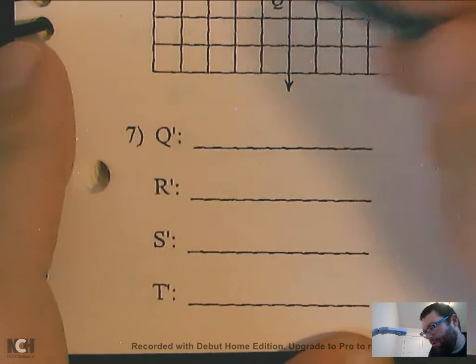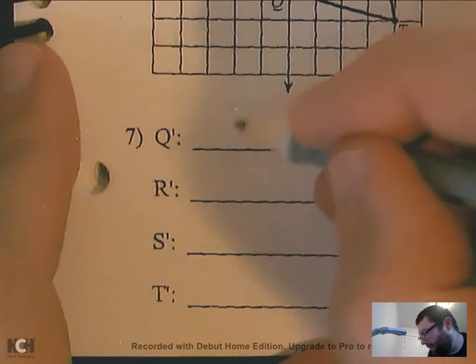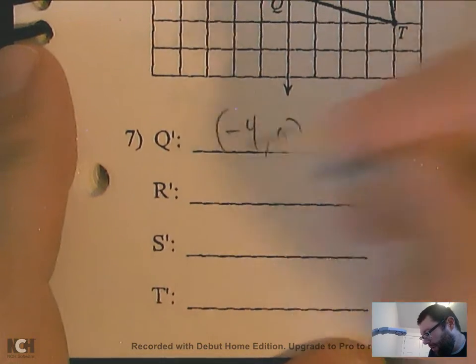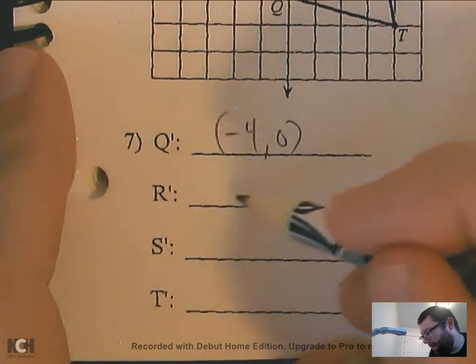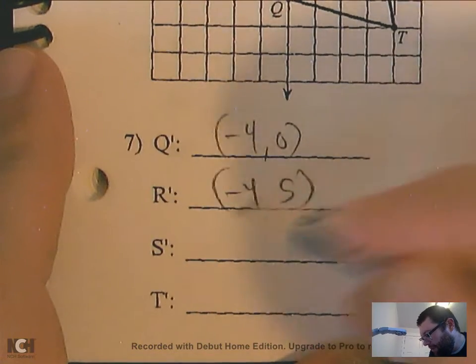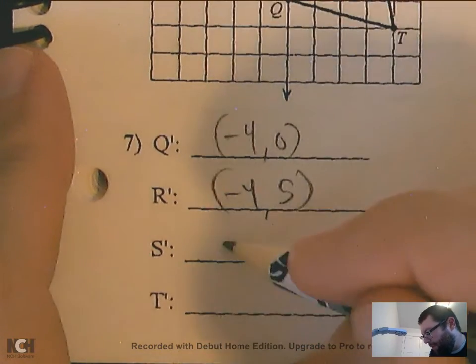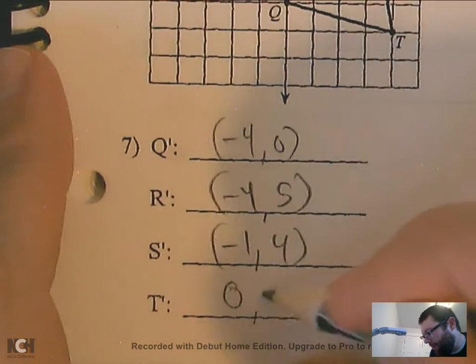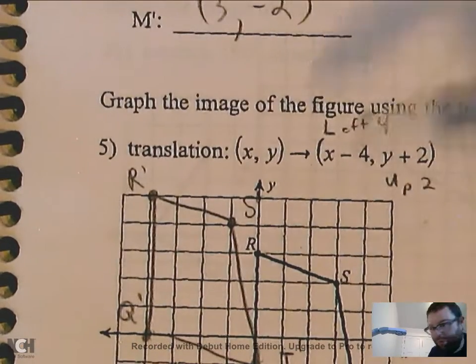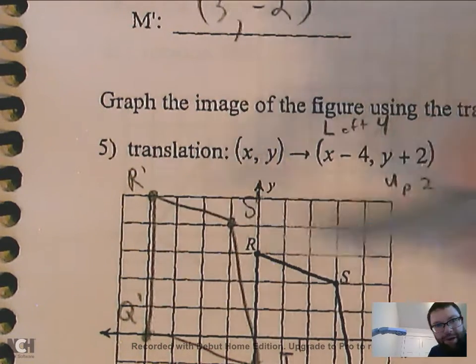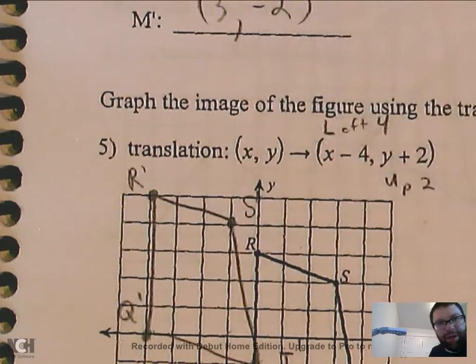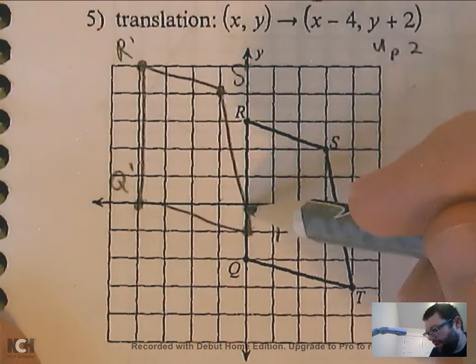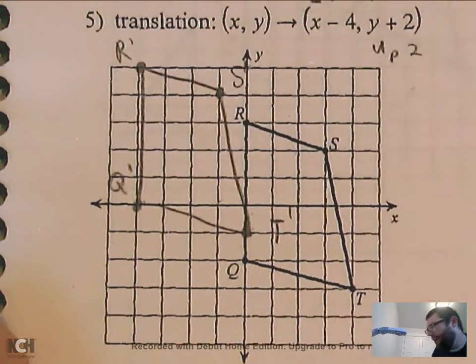Now again, we need the ordered pairs. Q we moved over and up and it became -4, 0. R became -4, 5. S became -1, 4. And T became 0, -1. Again, I got those ordered pairs just by looking at the points on the coordinate plane: -4, 0; -4, 5; -1, 4; and 0, -1. Okay? All right, so that's translations.